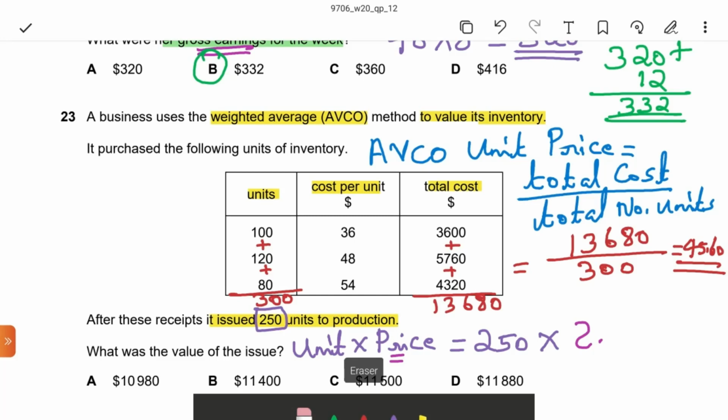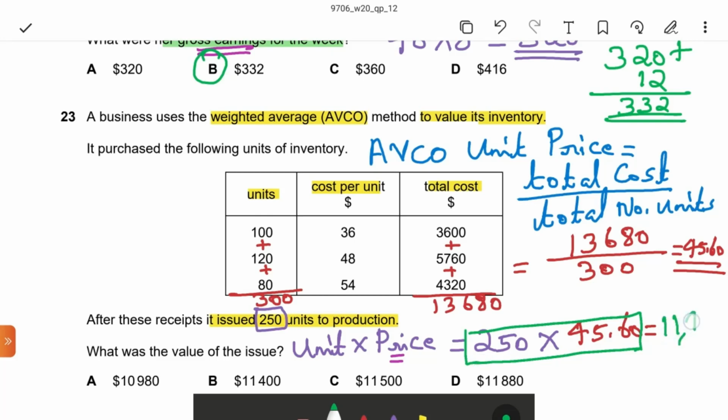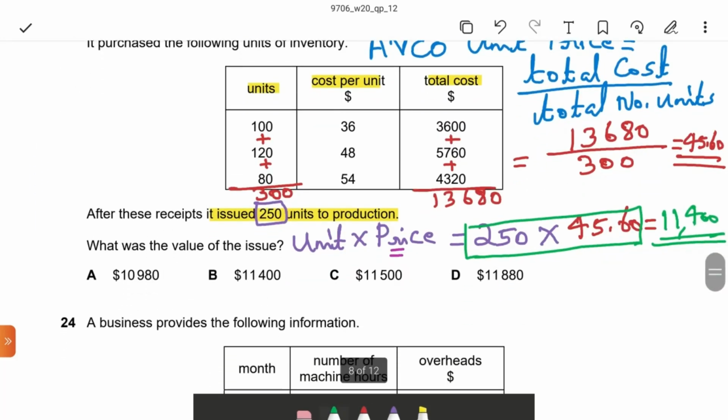So now we can apply this to the price, 45.60. What is the answer? The answer is 250 multiply 45.60, which is equal to 11,400. So the correct answer is option B. Next.